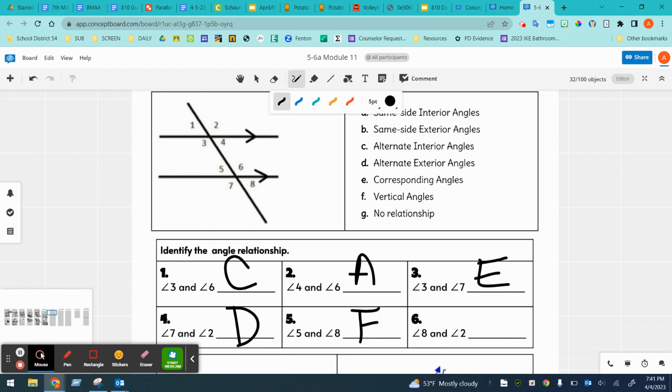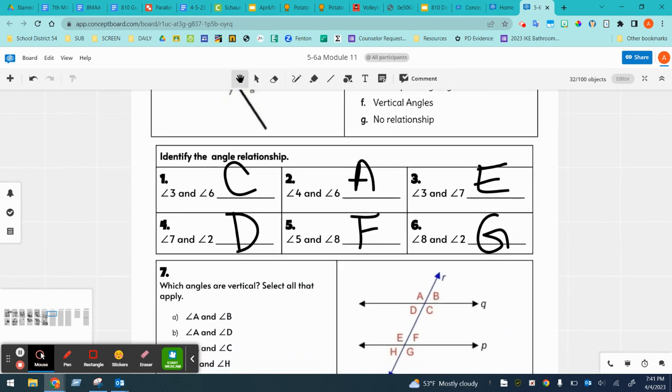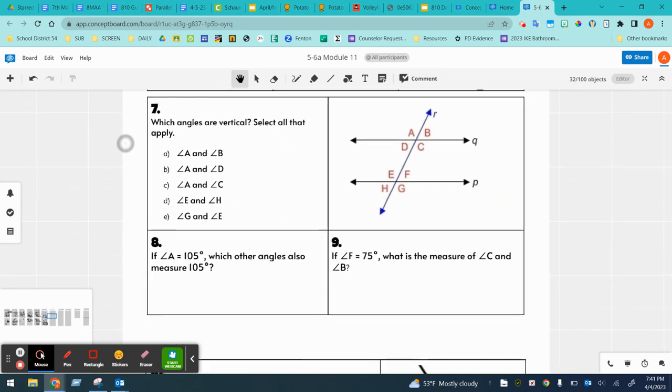And angle 8 and angle 2, I hope you didn't get tricked on this. This is G. There's no relationship that we've spoken about that would represent those two angles. Very nice. All right, I'll fill those answers in. We're going to move on to number 7.